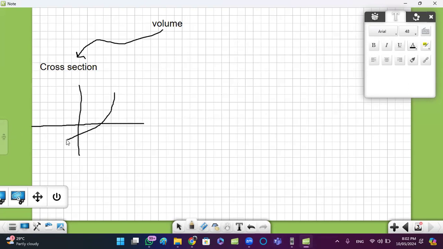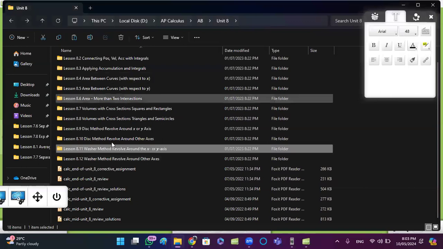Look here. If I have a function like this and a line like this, okay, Shabab? The cross section here, I can make this as a semicircle. I can make this as a square. I can make this part as a rectangle. Got my point? Let's see how he will explain this.